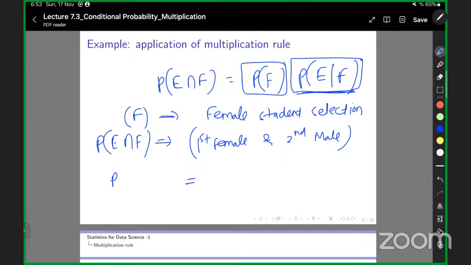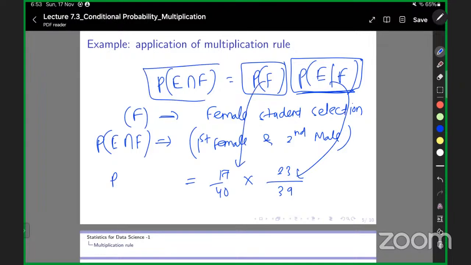That's what we did. We wrote P of F as 17 by 40, and then we multiplied by, we already know that female was selected, so 39 left, and now selecting male is going to be 23, right? Due to that we were able to figure out P of E intersection F. So that's what the multiplication rule is. Sir, in this one, when we are selecting males, we'll be taking it from the total males.